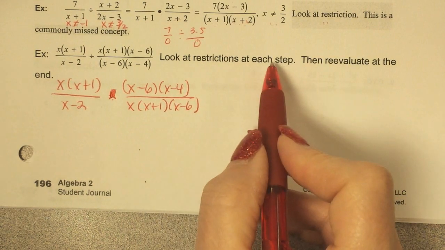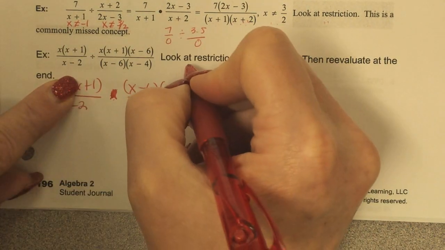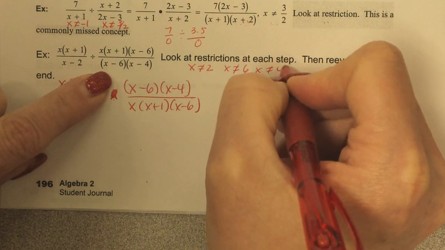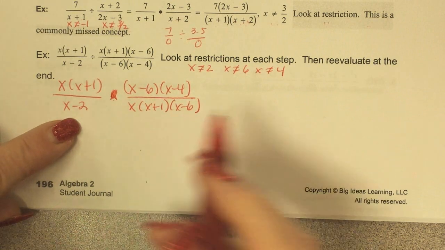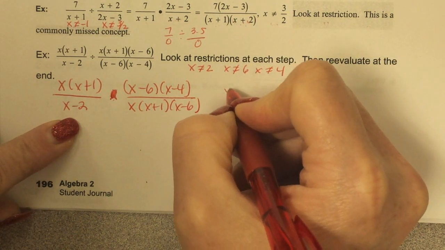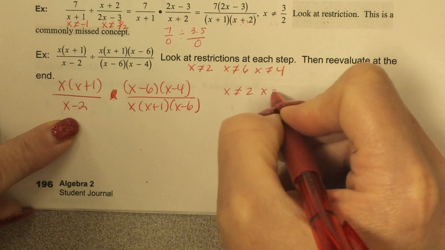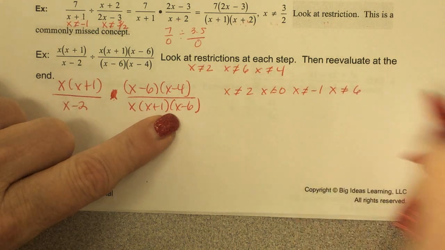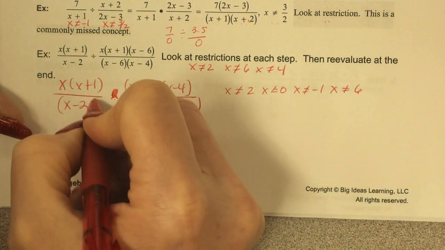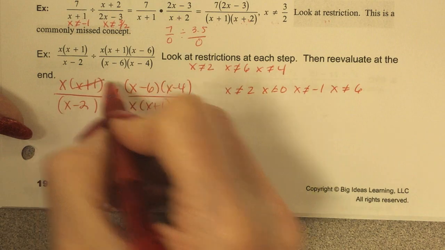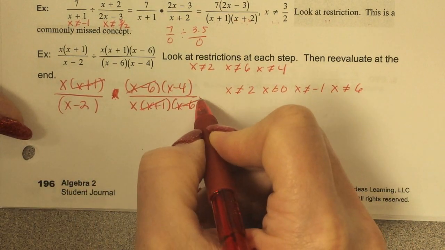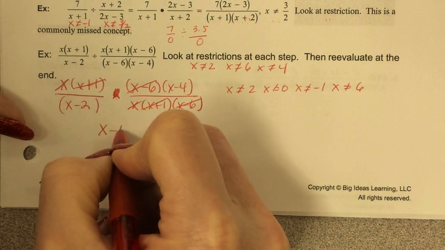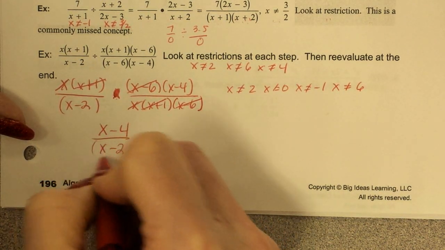I have to look at restrictions at each step. At the beginning, x cannot equal 2, x cannot equal 6, x cannot equal 4. Okay, now at this step, x cannot equal 2, x cannot equal 0, x cannot equal negative 1, and x cannot equal 6. All right, now we're going to find our simplified answer. Let's see here. x plus 1's cancel, x minus 6 cancels, x's cancel. And so my final answer then is x minus 4 over x minus 2.